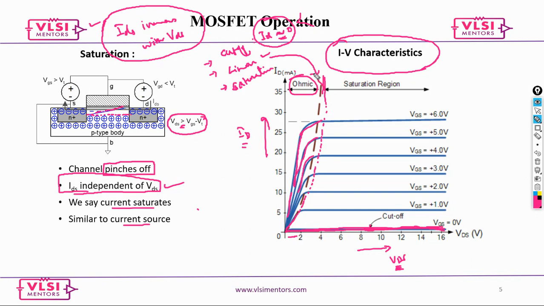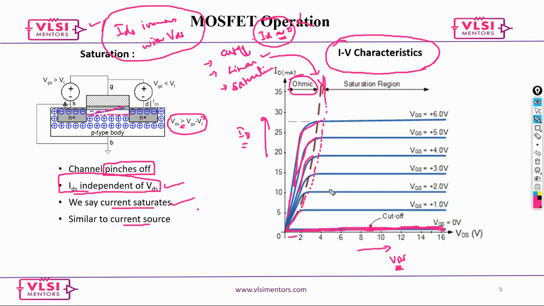Okay, this is the condition for linear. Now remember, the third one is saturation, where your ID is independent of your VDS. That means your ID is kind of constant. What does this mean? It saturates. Your current becomes constant, irrespective of your VDS, whatever the supply voltage.